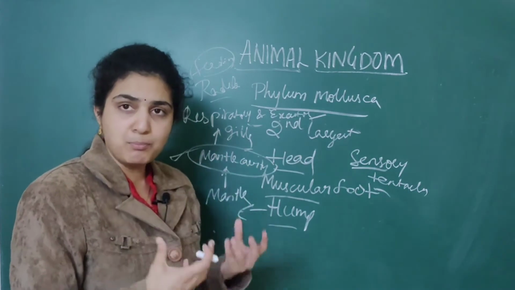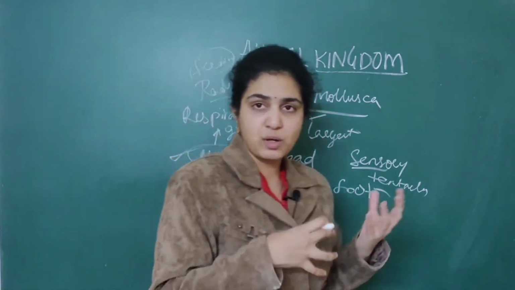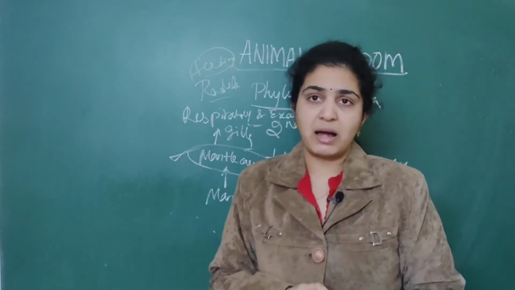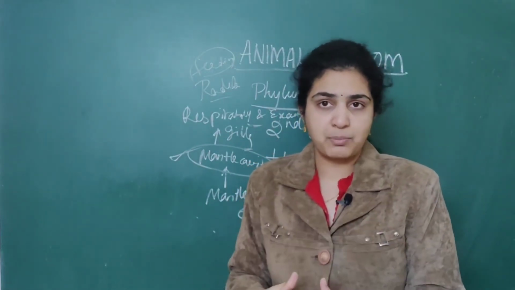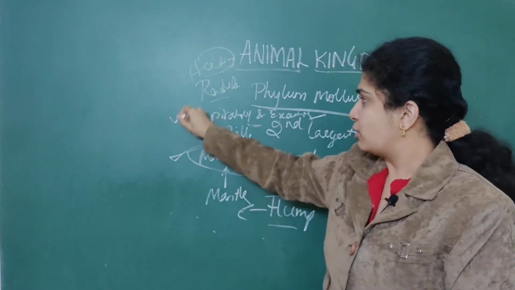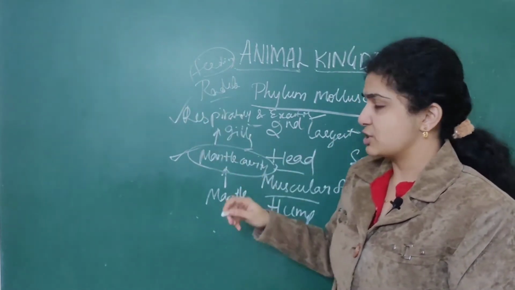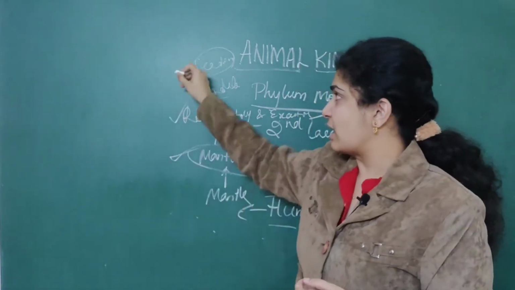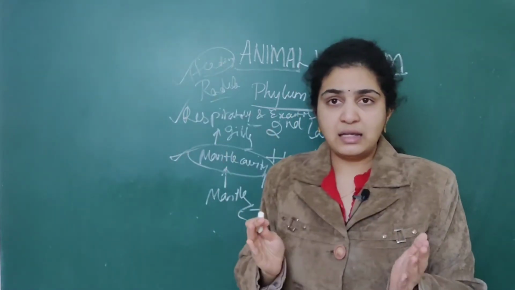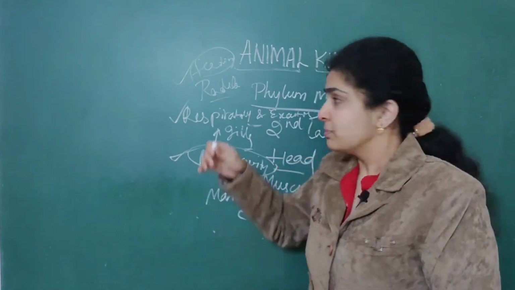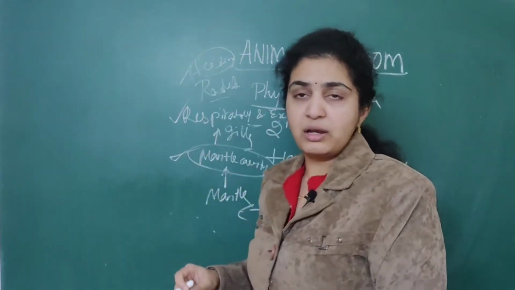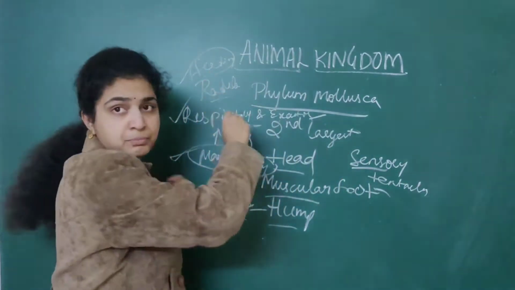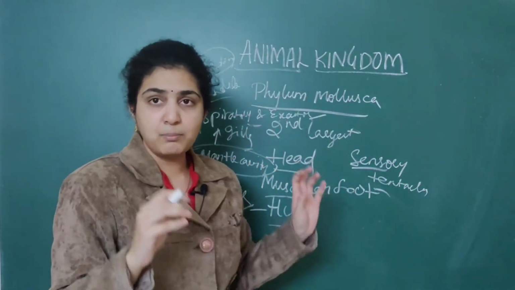The mantle cavity plays an important role in excretory as well as respiratory functions because gills are present in the mantle cavity. Feather-like gills are present, so these play an important role in respiratory and excretory function. Another one, a file-like rasping organ called the radula is present in the anterior region. What is the use of this? It plays an important role in feeding.